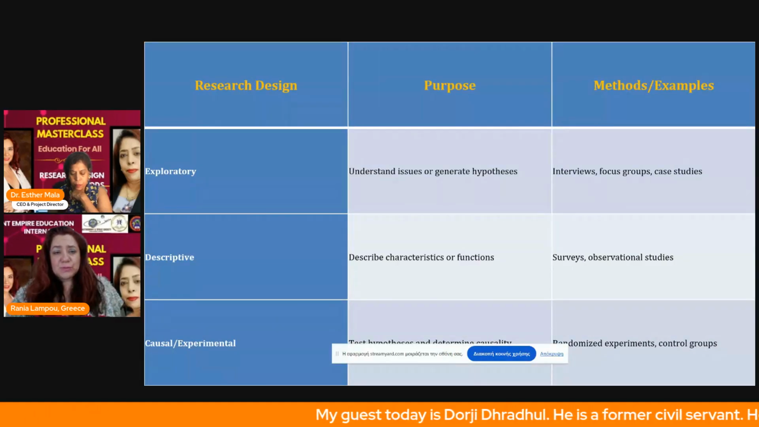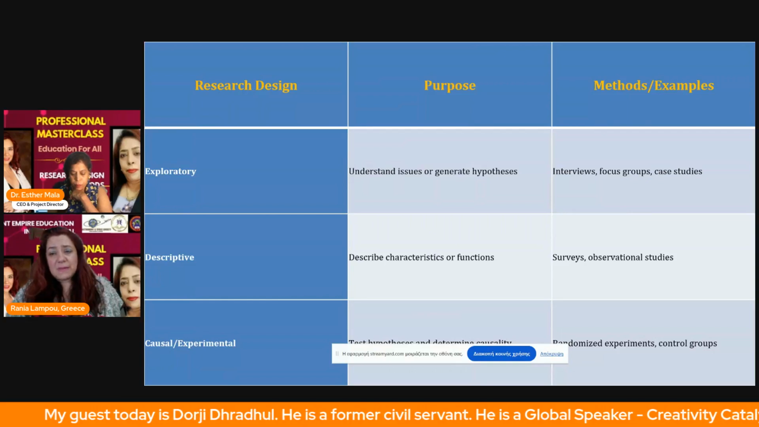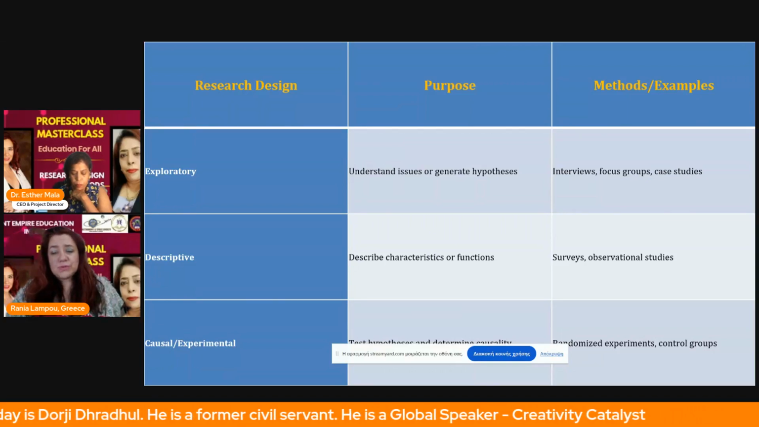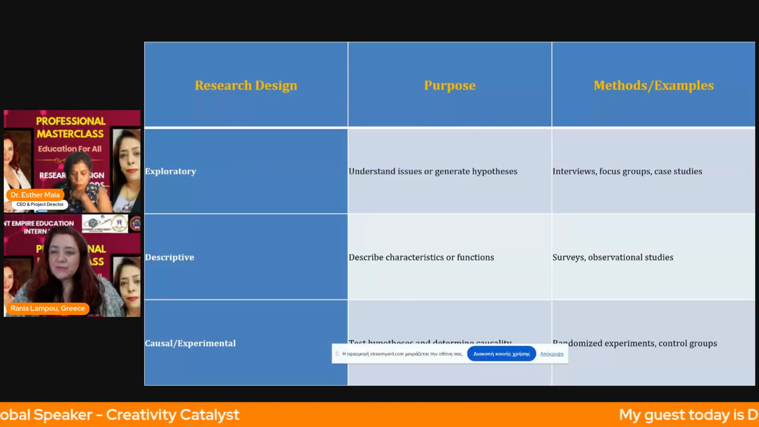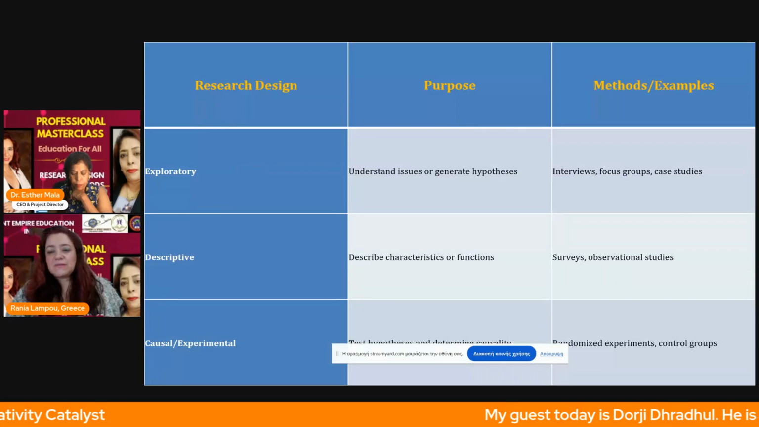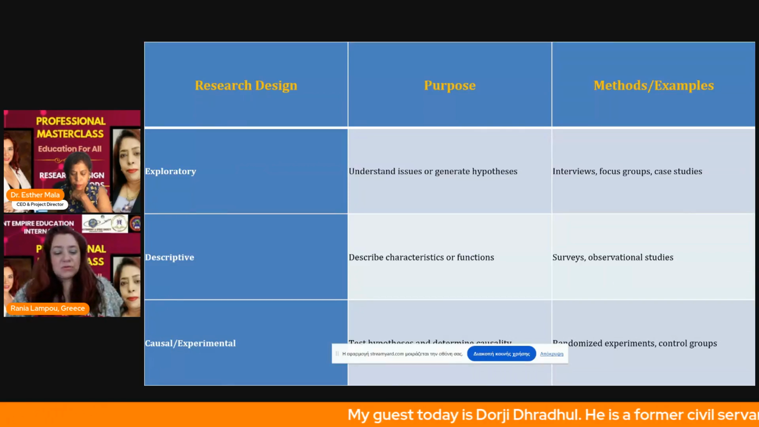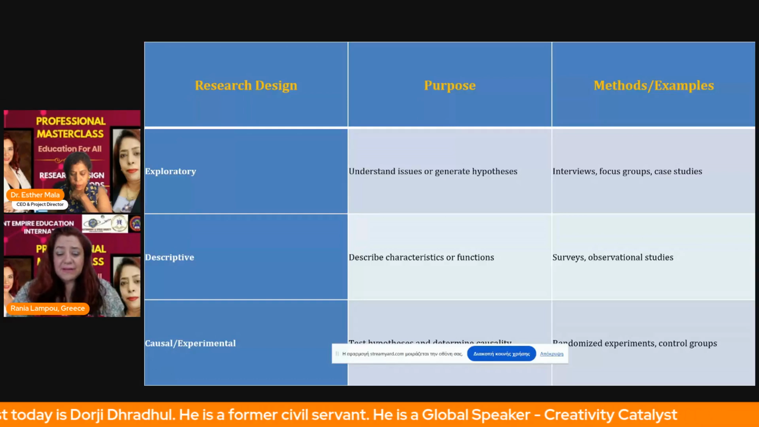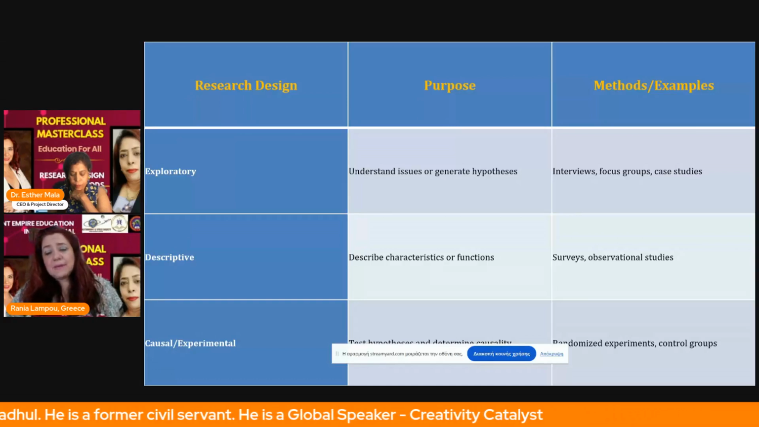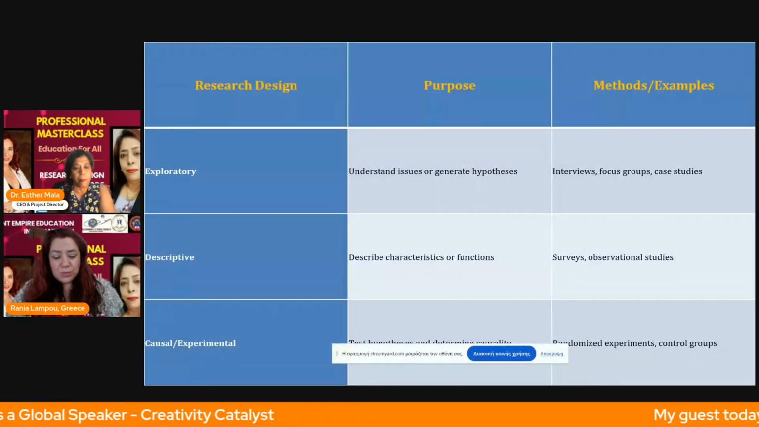The purpose of exploratory is to understand issues, to create hypotheses. So some of the methods are focus groups, case studies, interviews. On the other hand, the descriptive design describes characteristics of functions. Here we use surveys, observational studies. For the causal and experimental research design, here we test the hypothesis and we define the causality. And the methods usually involve randomized experiments and control groups.